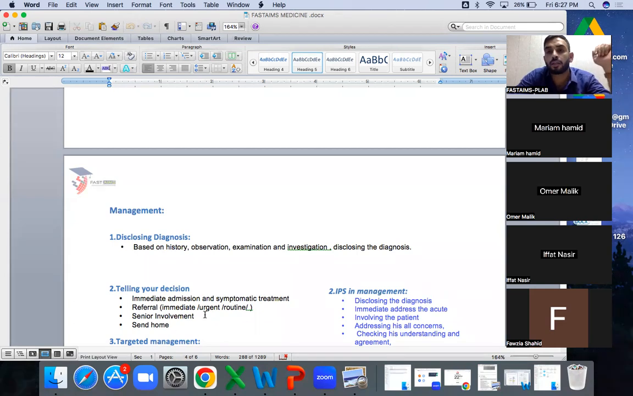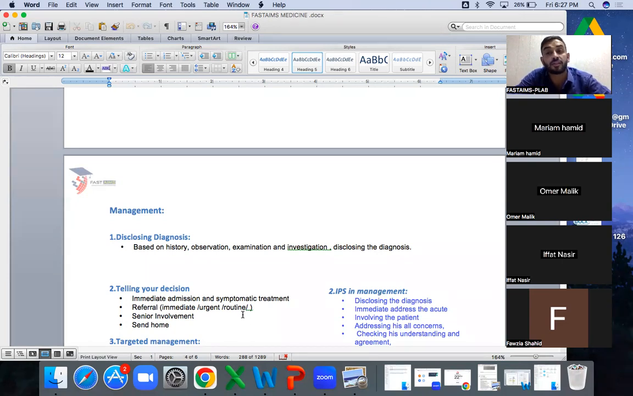Similarly, urgent referral, the suspected cancer approach. In that urgent referral, within 2 weeks: I suspect that you are having colorectal cancer, though it can be another condition. However, we need to refer you to a colorectal surgeon so that he can assess you. This is urgent referral. Then routine referral, a 6-week referral. That is 6 week, 2 week referral: immediate, urgent and routine. You will learn the different kinds of referral in each and every scenario.